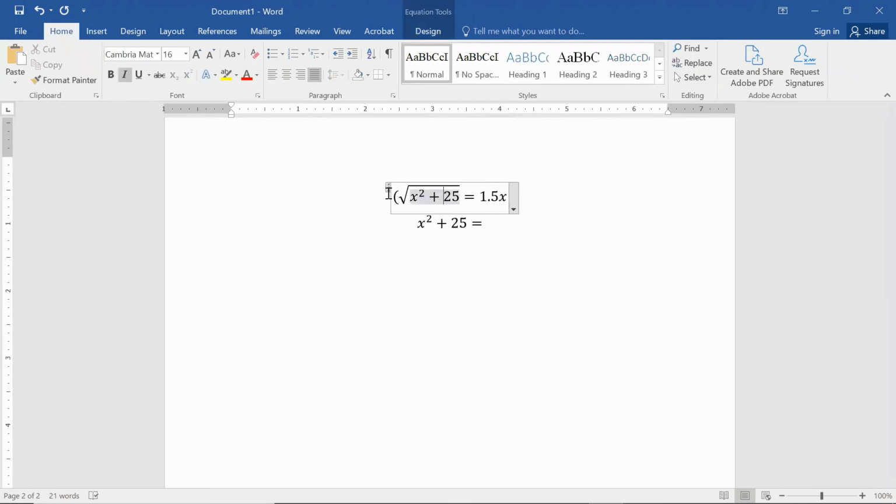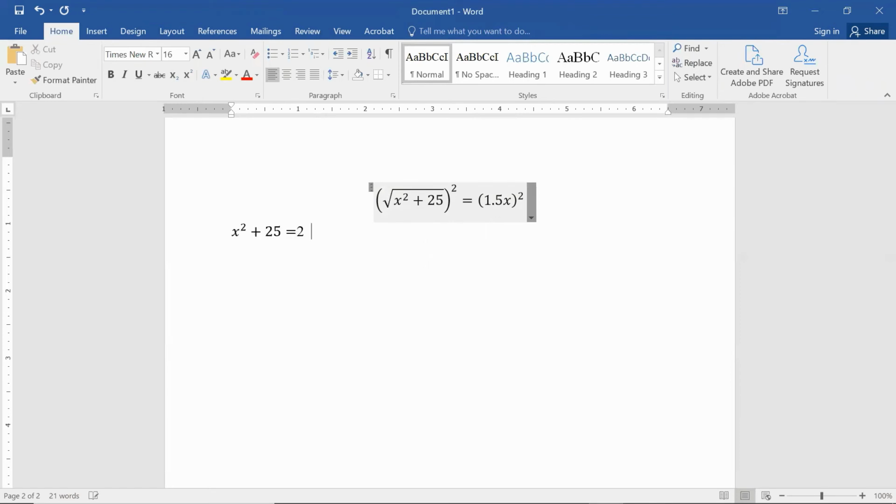Hopefully everybody understands what we're saying there. We take that, square the left-hand side, take that, square the right-hand side. And on the right-hand side, 1.5 squared is 2.25. And then the x becomes squared. Let's subtract 1x squared from both sides. In other words, subtract x squared from both sides.